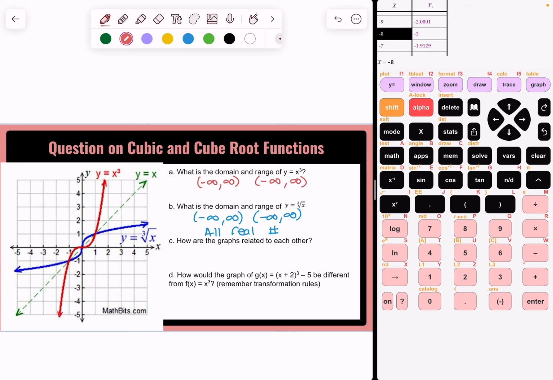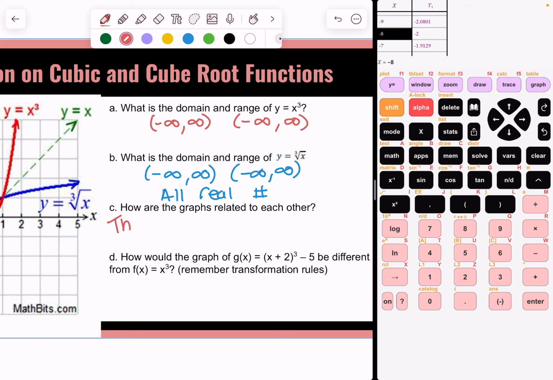All right, now the next question says, how are the graphs related to each other? They are inverses. You could say things like the points switch. They're generally the same type of shape, just one's on its side.